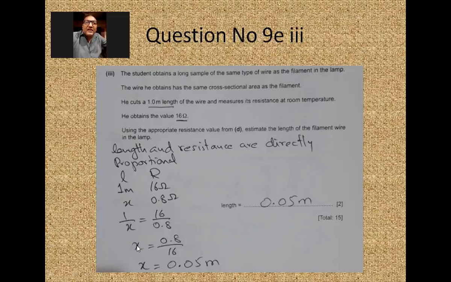Then cross multiply. So you will have 16x equal to 0.8. 16 goes to the other side, it will divide. So you will have x equal to 0.8 divided by 16. On your calculator, when you put these values, it will be 0.05 meter. So when the resistance of that wire was 0.8 ohm, its length will be 0.05 meter, which is like 5 centimeter. So that is the last part of question number 9. It was a 2-mark question, a brand new question, and its wording is a little tricky.